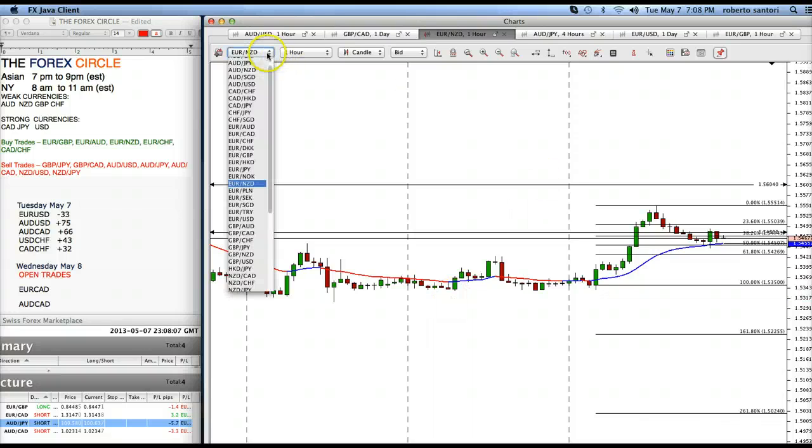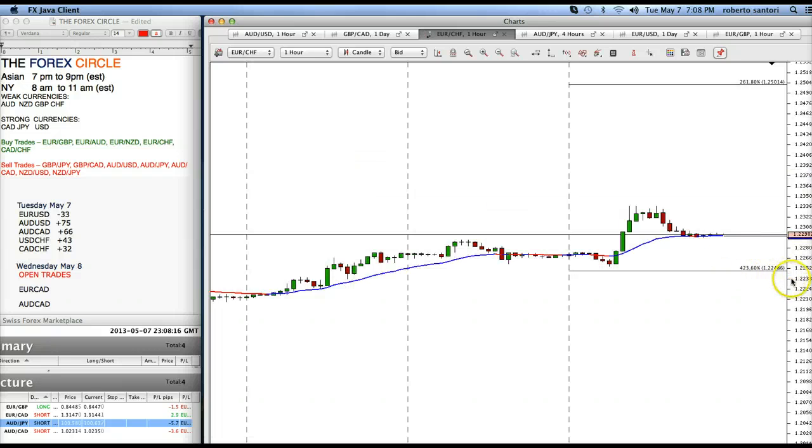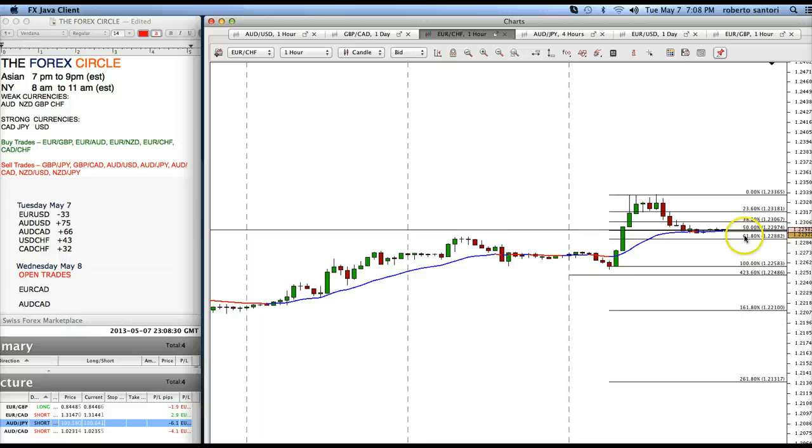Okay, Euro Swiss is the next one. And there it is. It looks very similar. It's broken the previous swing high, and now this swing high is the support. So let's have swing low, swing high, bouncing off the 50% retracement level, very close to the previous resistance turned support. So that's another buy.